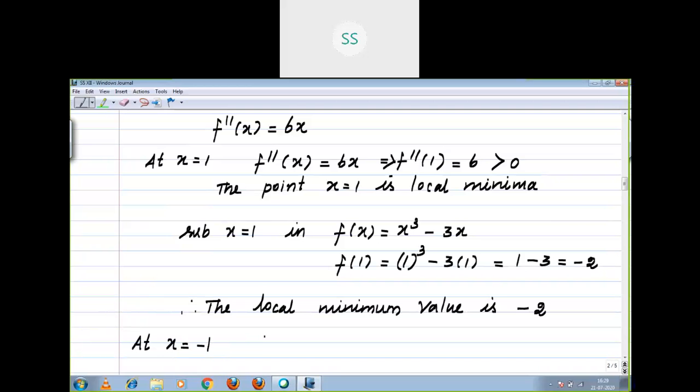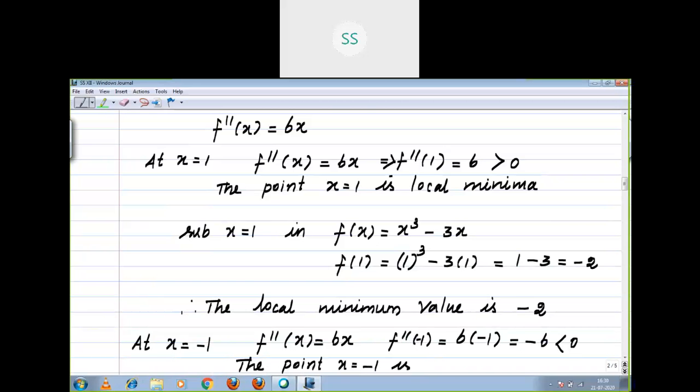What is the second order derivative you found? F double dash of x equal to 6x. F double dash of minus 1 equal to 6 into minus 1, which is minus 6, less than 0. If the second order derivative is less than 0, what? The point is local maxima. The point x is equal to minus 1 is local maxima.